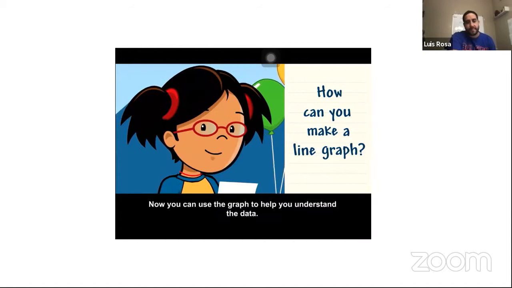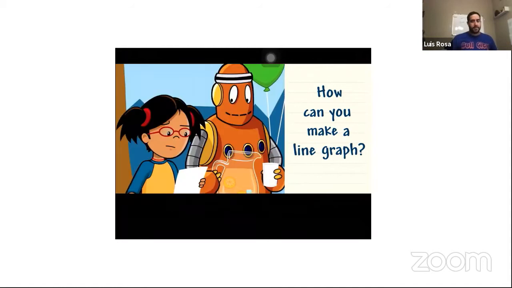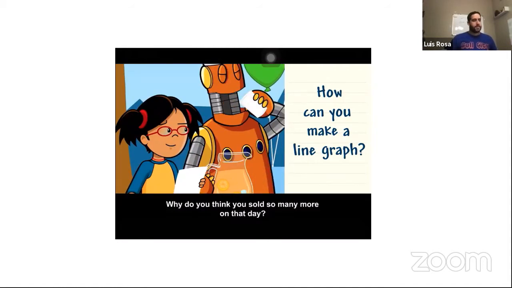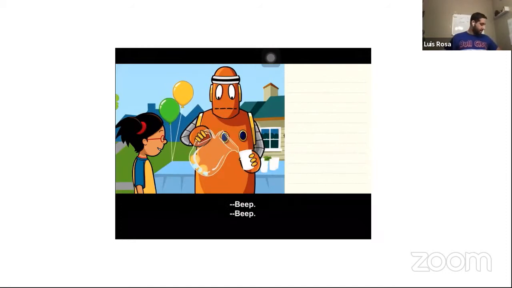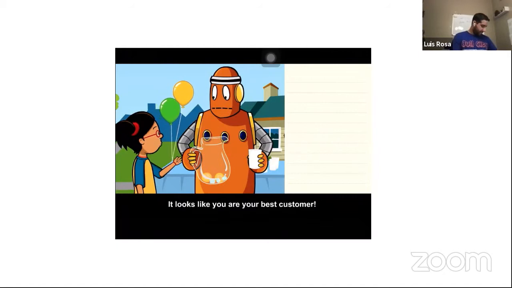Now you can use the graph to help you understand the data. You sold the least on Thursday, but on Friday you sold a lot more than the other days. Why do you think you sold so many more on that day? It looks like you are your best customer.